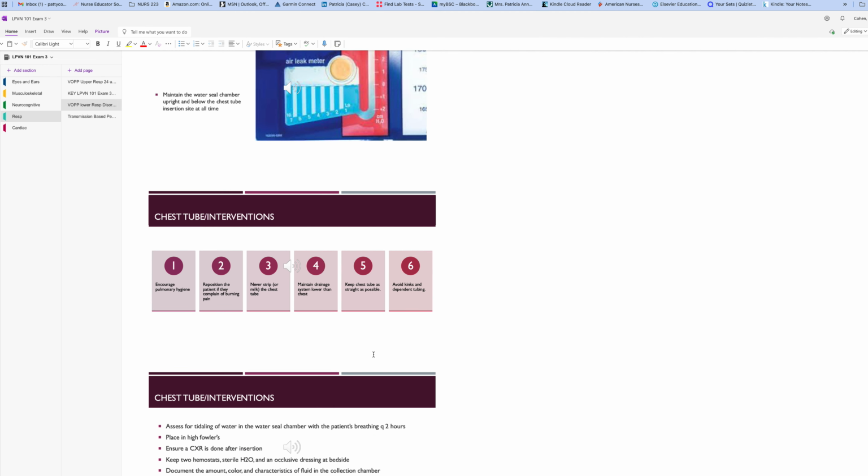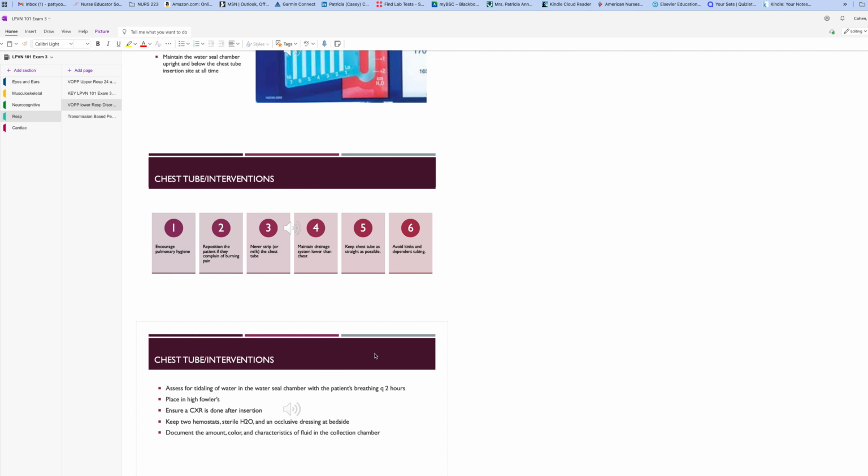Reposition the patient if they complain of burning pain. The chest tube's probably tickling a nerve. Never strip or milk the chest tube because it'll increase intrathoracic pressure. You could give your patient a tension pneumothorax. Maintain the drainage system lower than the client's chest. The chest tube needs to be as straight as possible without kinks, independent tubing, okay?